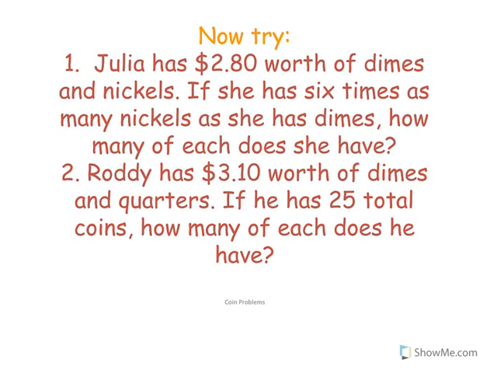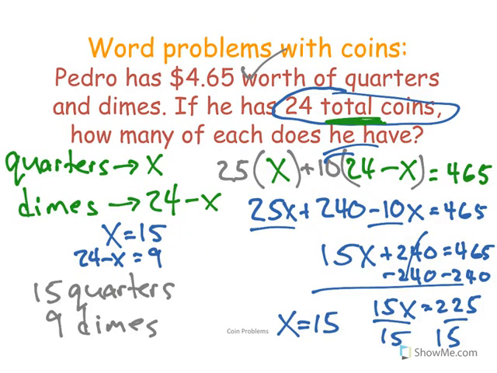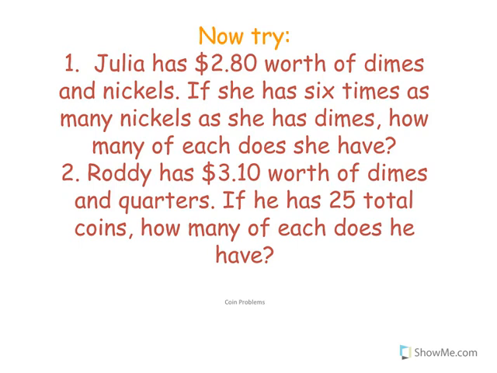So let's see how we do with these two, right? Julia's got 280 worth of dimes and nickels, 6 times as many nickels. And then the second one is very similar to the last one, right? Instead of 24 total, I'm giving you 25 total. So you're going to pause it, and then we come back and we solve.